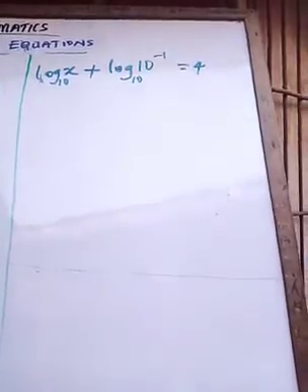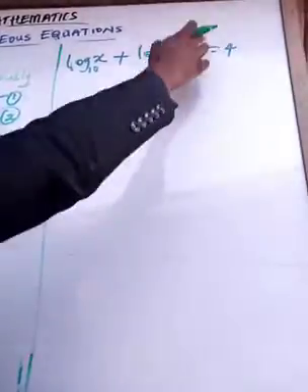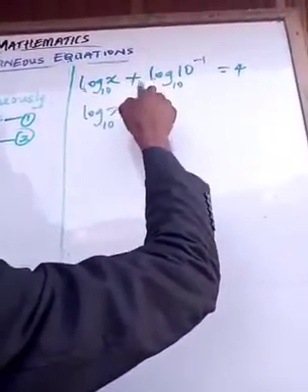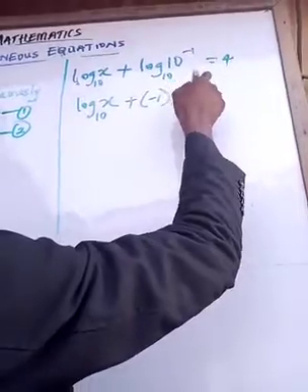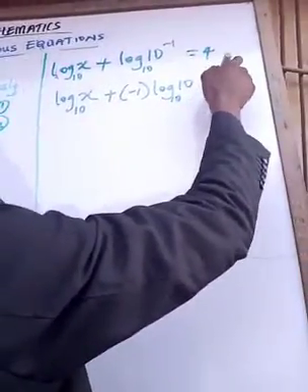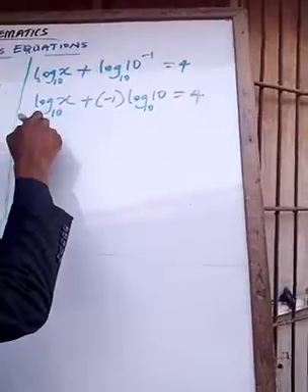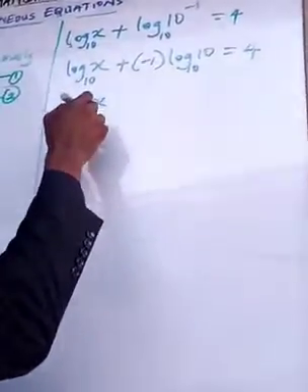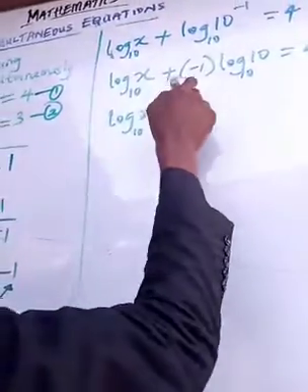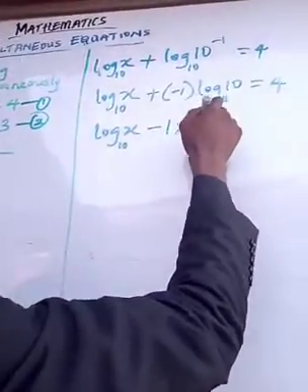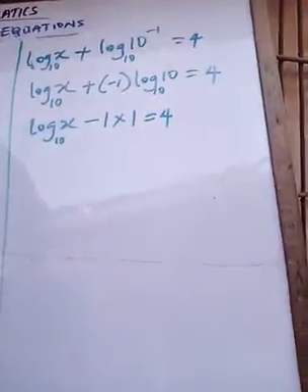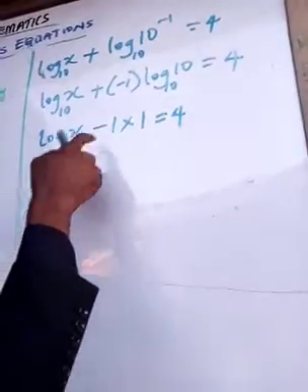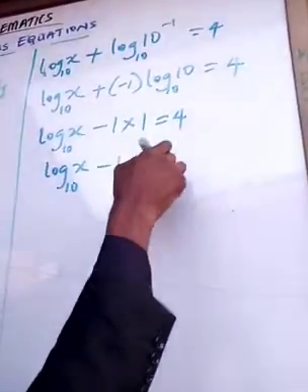Now if you are familiar with the law of logarithm, this minus 1 comes here, so you have log x base 10 plus times minus 1 log 10 base 10. Now the number and the base are the same, so please check that logarithm law. This is plus times minus, so you have minus 1 times log 10 base 10 which is 1. So this is log x base 10 minus 1 times 1, that's minus 1, equals 4.